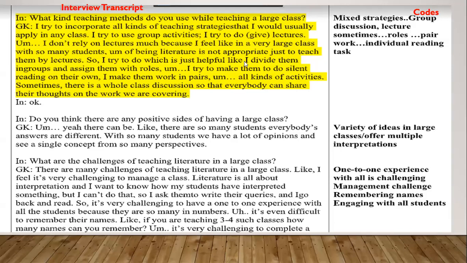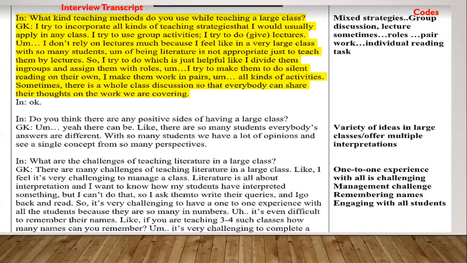Then in the second part, the interviewer says, do you think there are any positive sides of having a large class? And the respondent says, yeah, there can be. Like, so there are so many students, everybody's answers are different. With so many students, we have a lot of opinions and see a single concept from many perspectives. So I've coded it as variety of ideas in large classes.